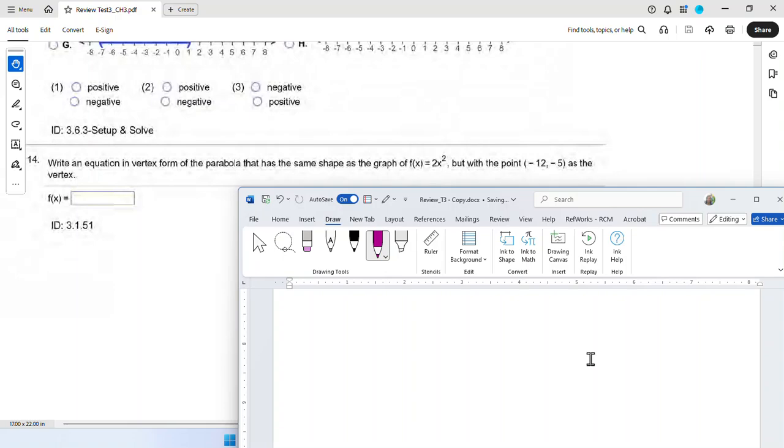Remember the vertex form, we have f of x equals a times x minus h squared plus k. All right, so my h here will be negative 12. My k here will be negative 5. That is this one. This is the vertex. Your vertex here is h and k. So my h here is negative 12. K here is negative 5. This one is going to have the same shape as the graph. So that means my a here will be positive 2. Okay, and it's facing up.